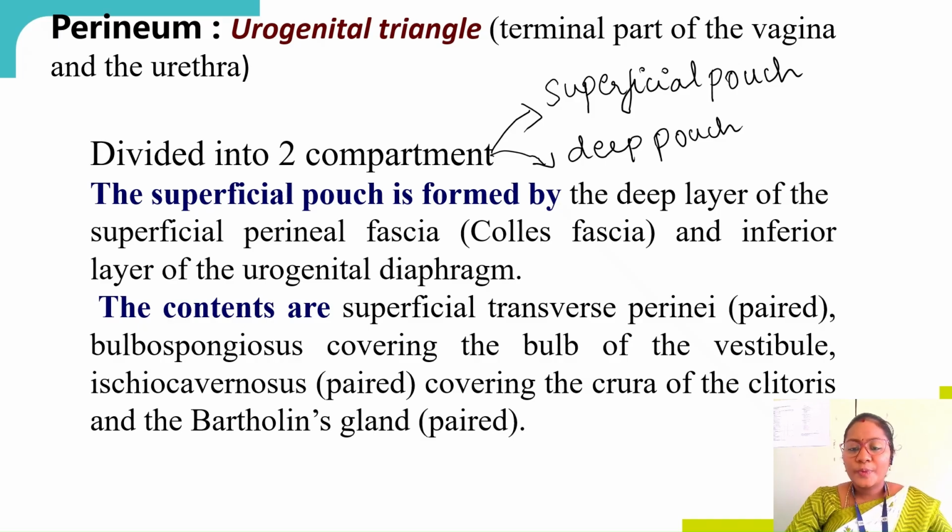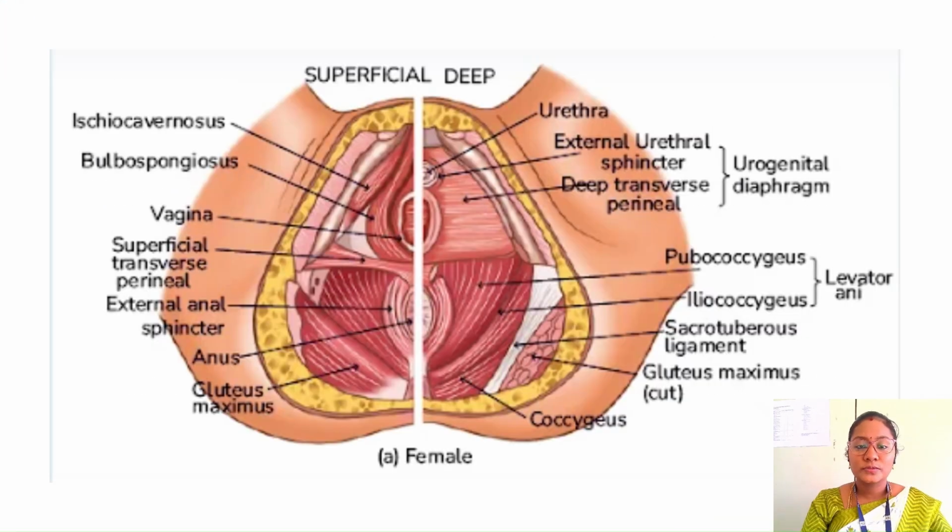The contents are the superficial transverse perineal muscle, that is a paired one, the bulbospongiosus covering the bulb of the vestibule, and the ischiocavernosus, which is also a paired muscle covering the crura of the clitoris, and then the Bartholin gland. Everything will be paired in this structure, because in the triangle one is on the right side and one is on the left side. That is why they are paired structures.